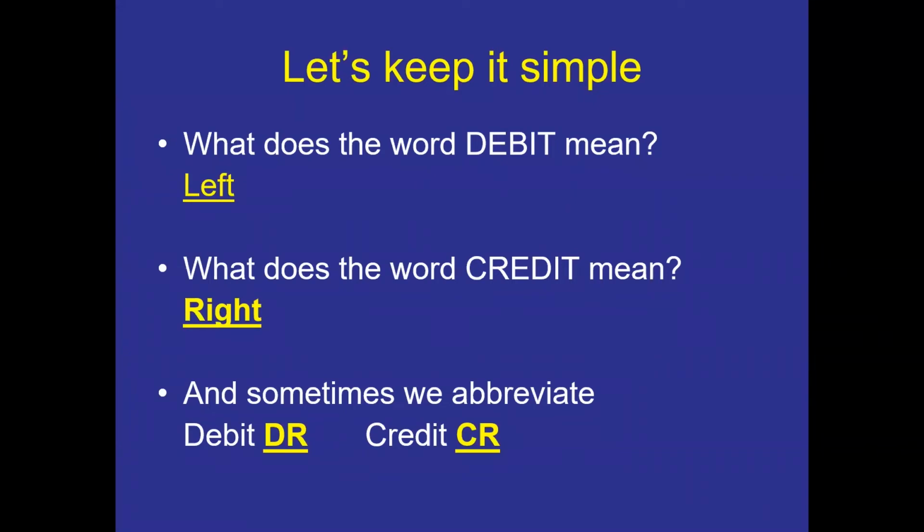So what does the word debit mean? The new definition of debit in this class is left. And what does credit mean? Right. So debit means left, credit means right in accounting, okay? Debit means left, credit means right. And sometimes we abbreviate debit and credit as DR and CR. So DR stands for debit and CR stands for credit.